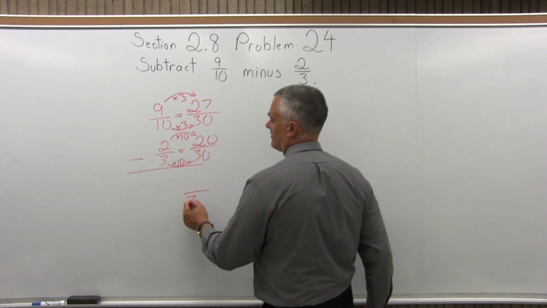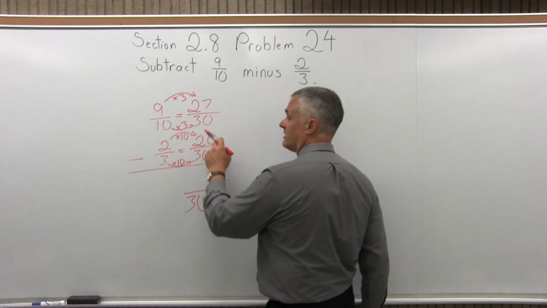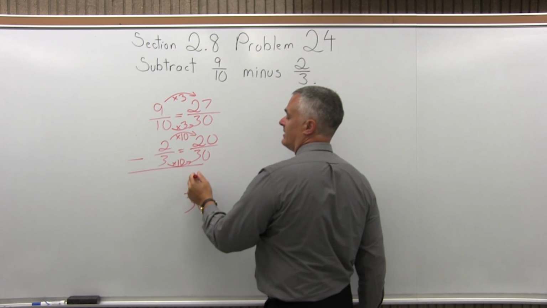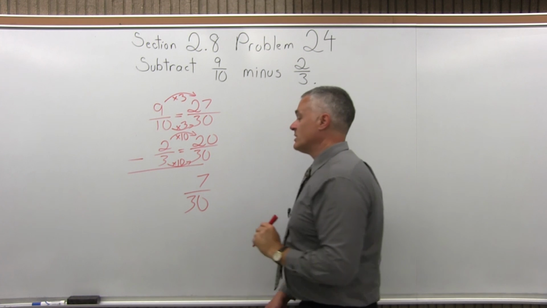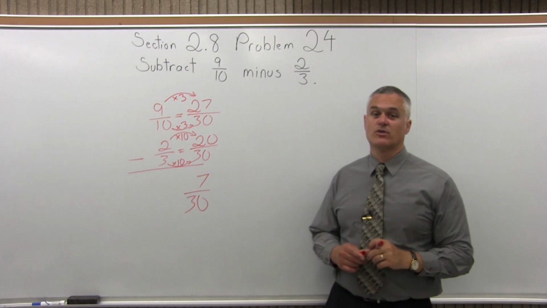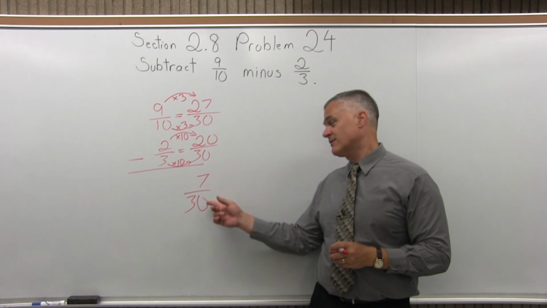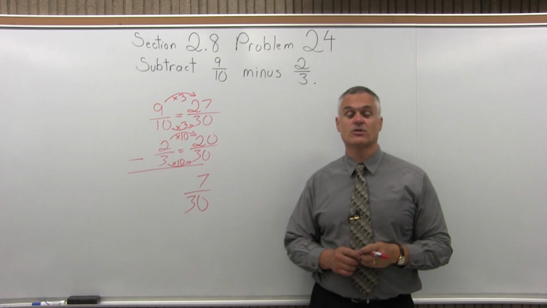So my denominator in my answer will be 30, the common denominator for my work, and then subtract 27 minus 20. 27 minus 20 is 7, so I get an answer of 7 over 30. Can I reduce it? No, I can't. There's nothing that's going to divide into both 7 and 30 evenly, so I'm done. 7 over 30 is the answer.